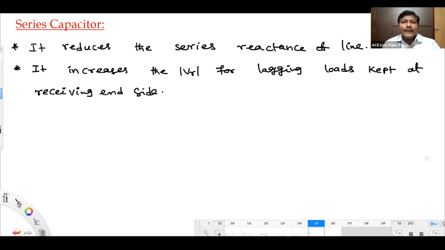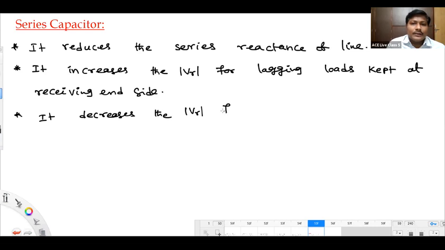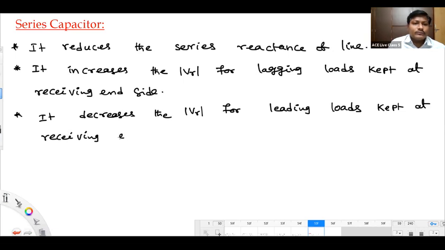Whereas if you have a leading power factor load at the receiving end side, it will be decreasing the voltage magnitude. So it decreases the receiving end voltage magnitude mod VR for a leading power factor load, meaning leading loads kept at the receiving end side.